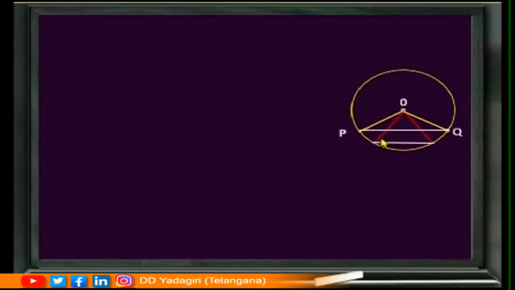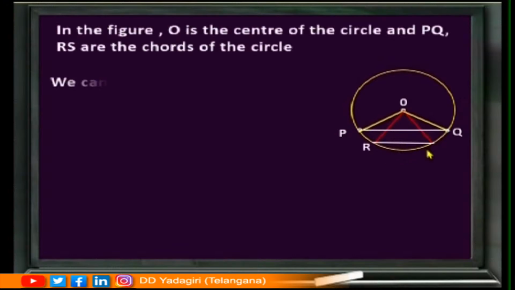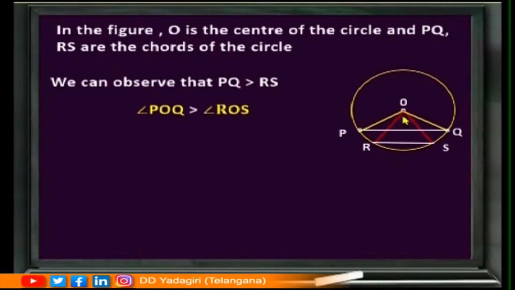Now, observe, students, this circle. PQ is a chord and RS is also a chord. In the figure, O is the center of the circle, and PQ and RS are chords of the circle. What is the relationship between PQ and RS? PQ is greater than RS. The length of PQ is greater than the length of RS. Then angles also have the same relation, that is, angle POQ is greater than angle ROS.